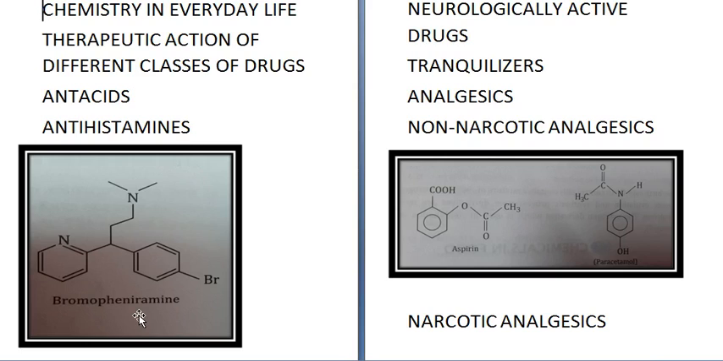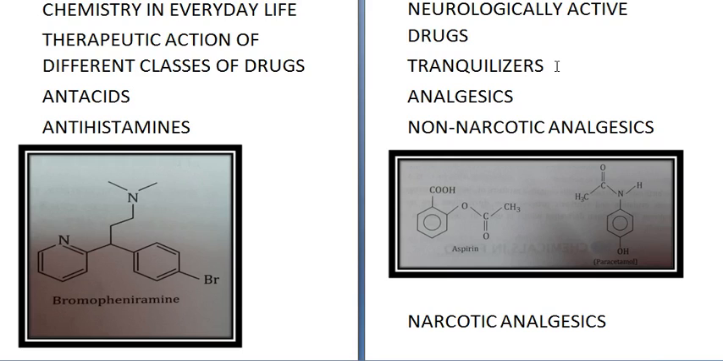Next category of drugs is neurologically active drugs. Now in this there are two types. The first type is called tranquilizers. These drugs reduce emotional instability, tension, fear, anxiety, and induce sleep. These drugs are called anxiolytic agents. They are also used in relieving stress, anxiety, and irritability. They form an essential component of sleeping pills.